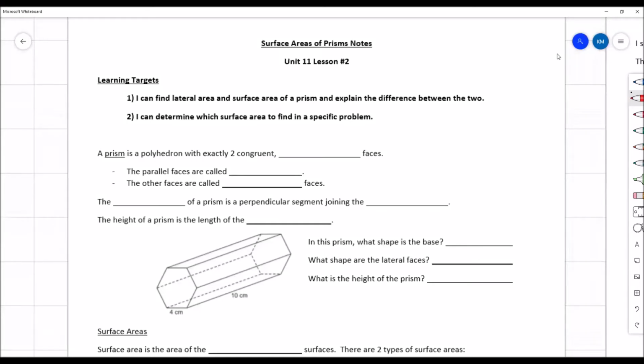Today we're looking at surface area of prisms notes. At the end of this video, you should be able to find lateral area and surface area of a prism and explain the difference between the two. And you should be able to determine which surface area to find in a specific problem.